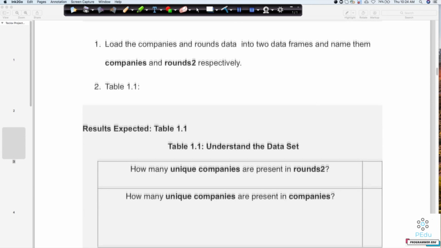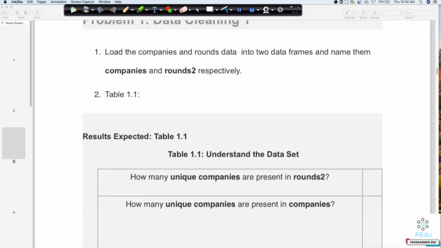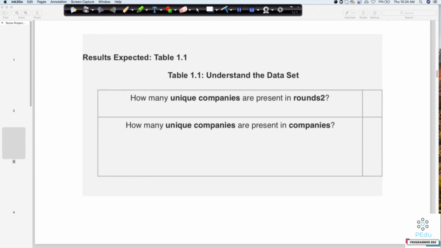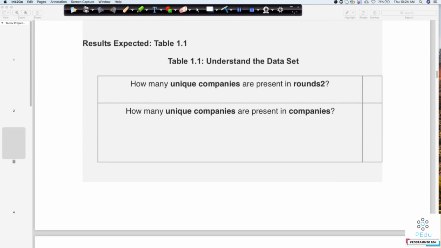In data cleaning, you have to first load the companies and rounds data. I'm not asking you yet to use the mapping data file. This will come a little later. Load them into 2 data frames and name them companies and rounds2. Though I have specifically mentioned these names here, feel free to change them to your own names. That's perfectly fine. Now, this is the table which I have given, and you need to fill in some records. So fill in all the answers here and then see how well your answers match mine, which I'm going to provide you.